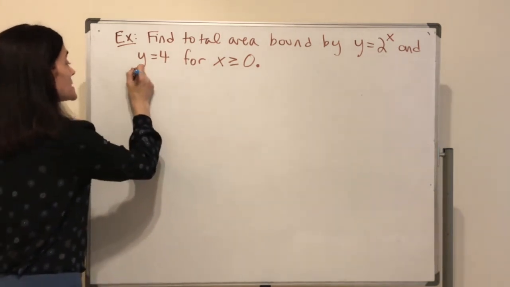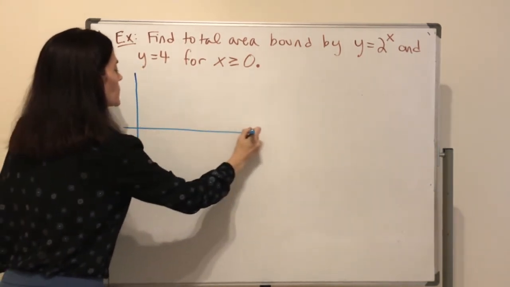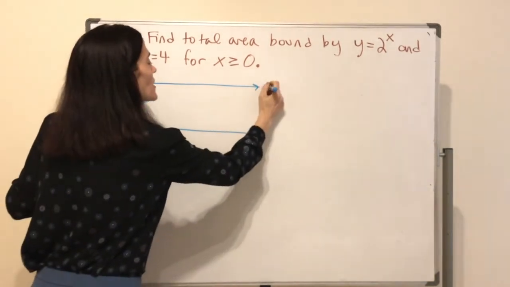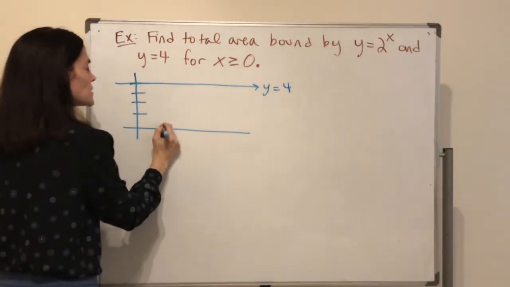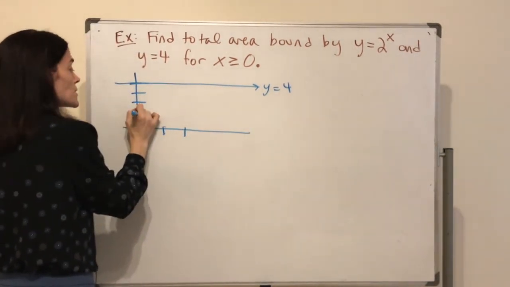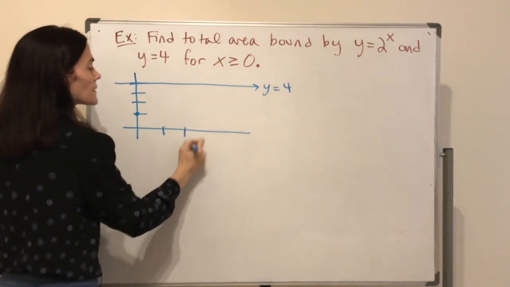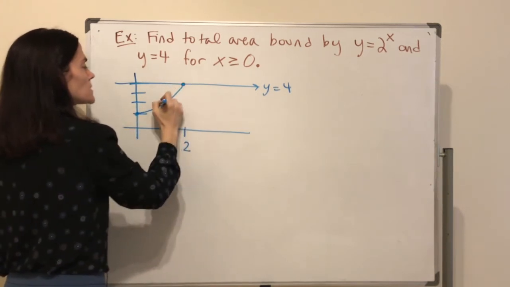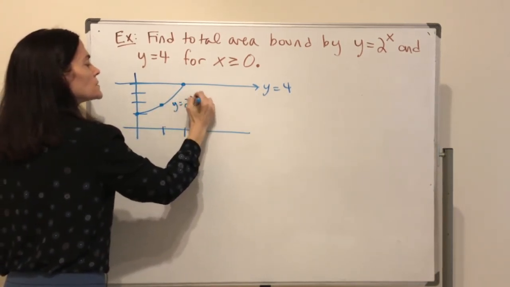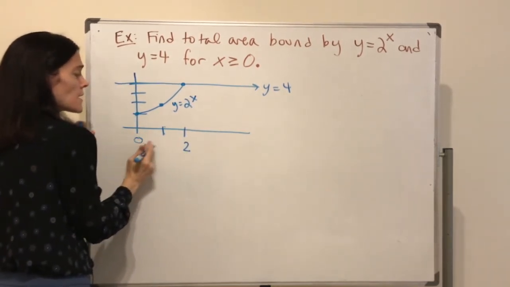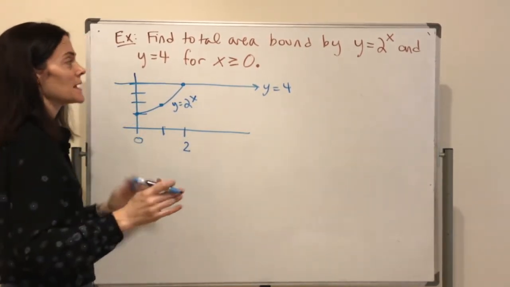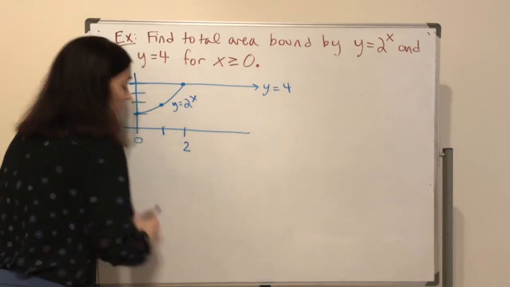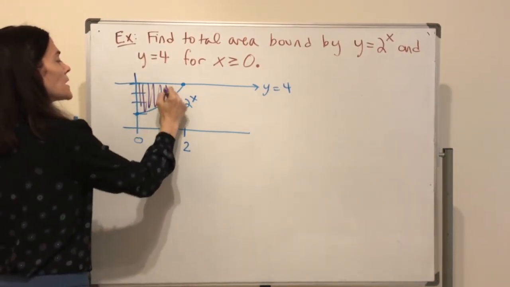Maybe here I will start by sketching. Here's 1, 2, 3, 4. So this would be the graph of y equals 4. And then 2 to the 0 is 1, 2 to the 1 is 2, 2 squared is 4. And this looks kind of like this. So this is y equals 2 to the x. Immediately I see the closed interval a to b is the interval 0 to 2, and the area that I'm trying to calculate is this purple area here.